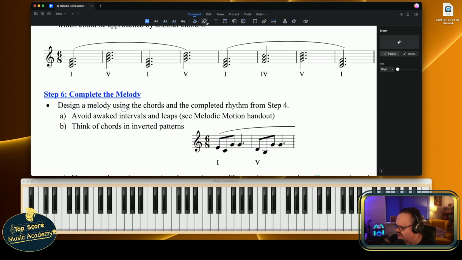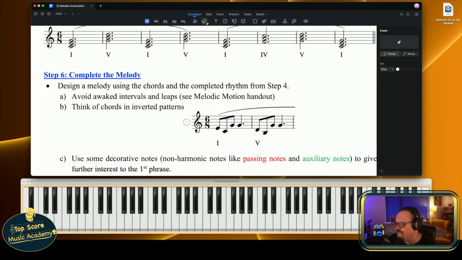Step 6. Design a melody using the chords and the completed rhythm from step 4. Avoid awkward intervals and leaps. If you haven't already watched the Melodic Motion video, go back and watch that. Those are certain guidelines you have to keep in mind when you're writing a tonal melody. So have a look at the Melodic Motion video or the Melodic Motion handouts if you're part of the course that I teach. And think of the chords in inverted patterns as well. So it's not always going to be the same sort of movement every time.